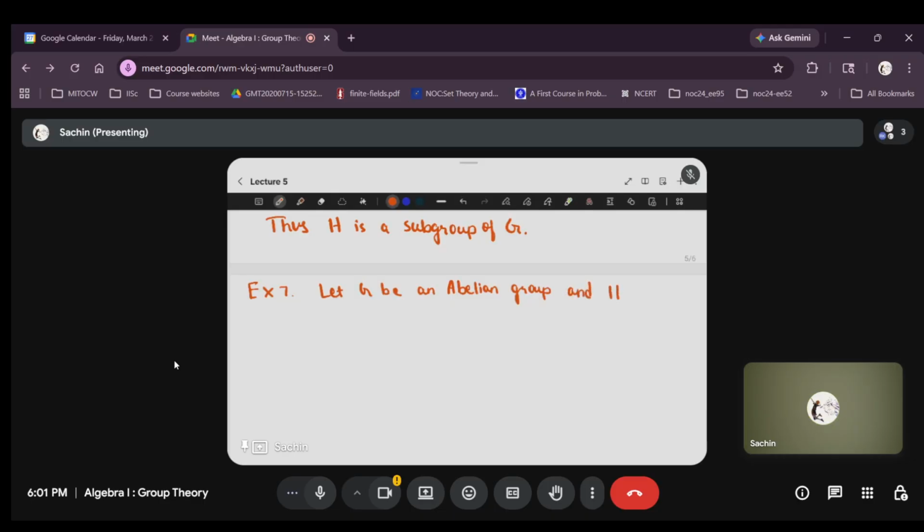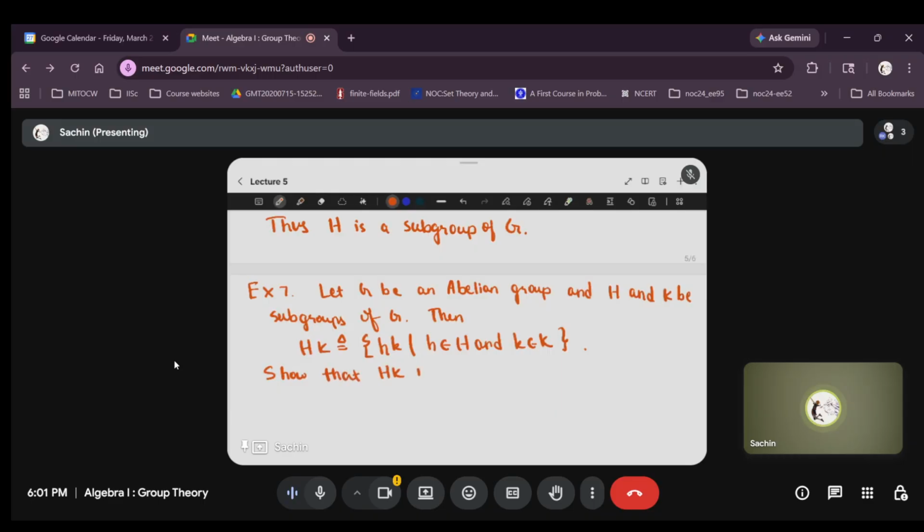and H and K be subgroups of G. Then HK is defined as the set of all H times K, where H is an element of capital H and K is an element of capital K. Show that HK is a subgroup of G.